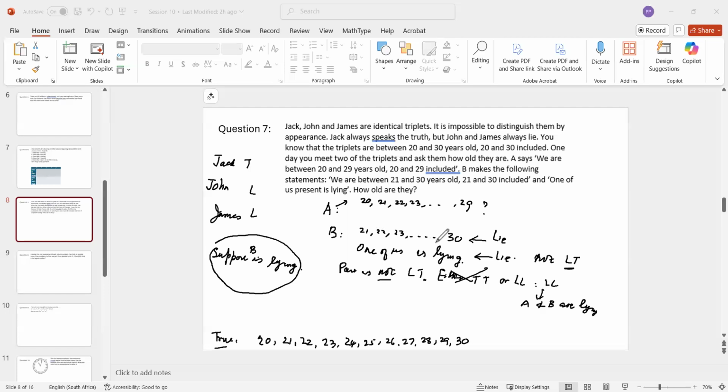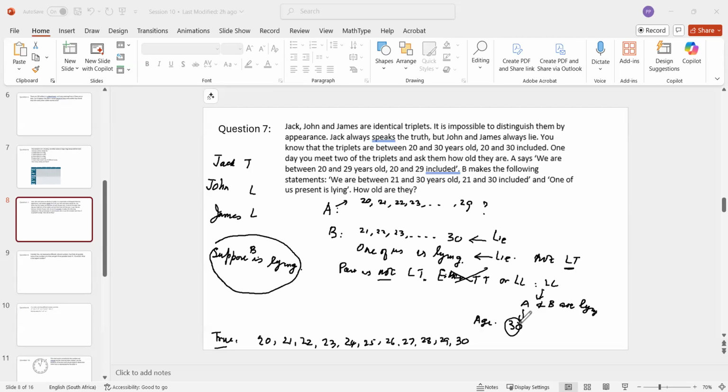Now, if A is lying, and this is a lie, that means the age is 30. The age is 30. Now B is lying, but B says that one of us is 30. So B is not lying. So now you have a contradiction here, because A is lying, so therefore the age can't be the other value. So it has to be 30.